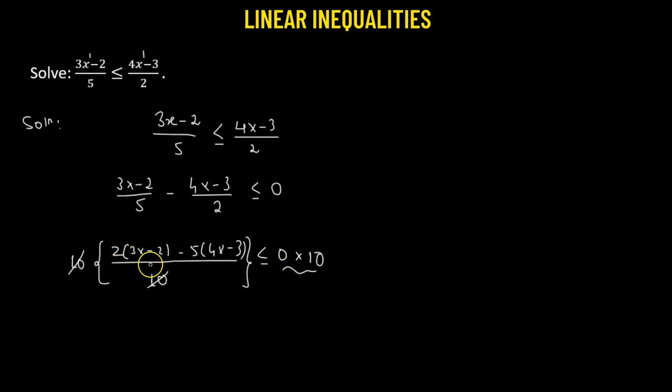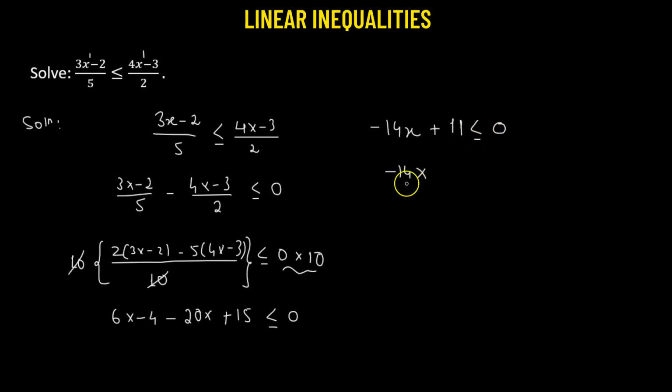Now let's distribute 2 with 3x − 2. So we have 6x − 4 minus 5 times 4x, which will be 20x, and negative 5 times negative 3 will be 15. This is less than or equal to 0. So 6x − 20x is negative 14x, and −4 + 15 is positive 11. So this is less than or equal to 0. Let's transpose 11 from the left hand side to the right hand side. So this will give us −14x less than or equal to −11.